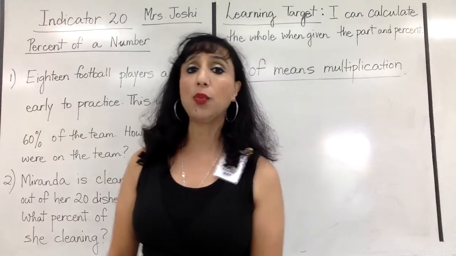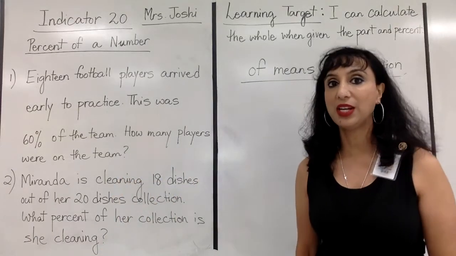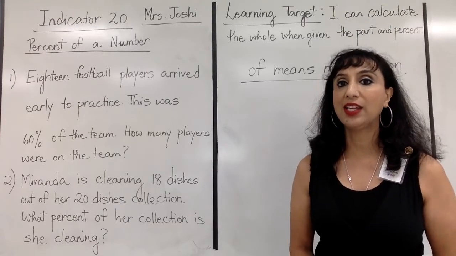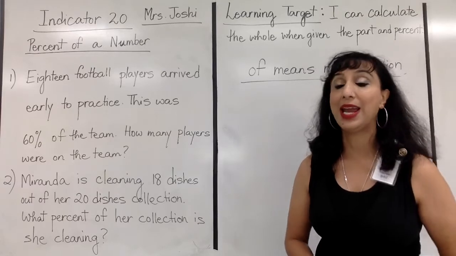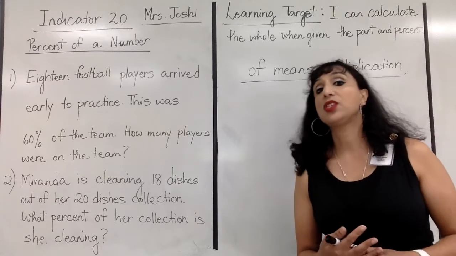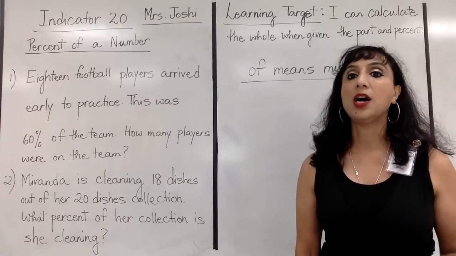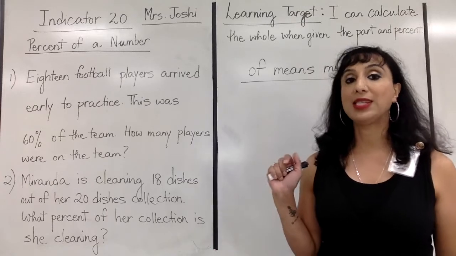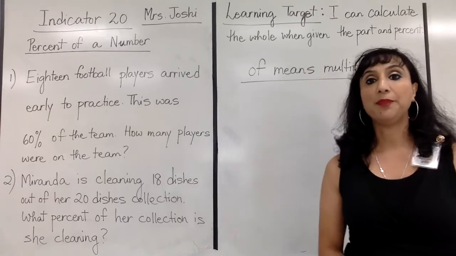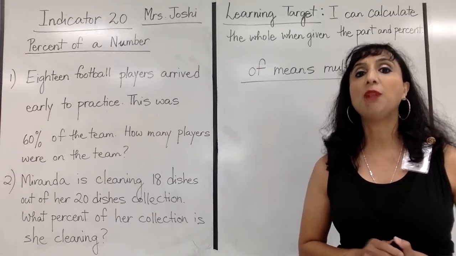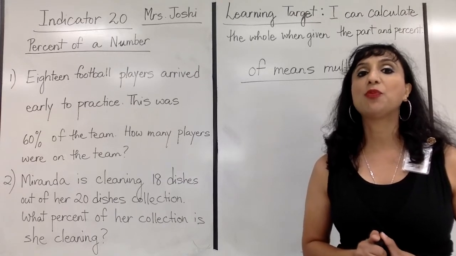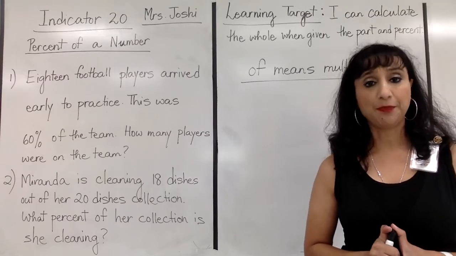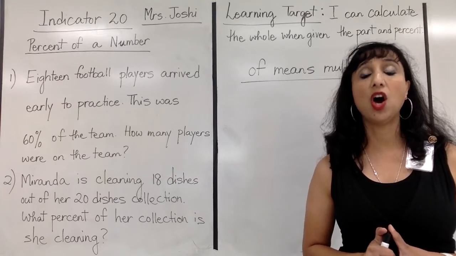Okay. So we are going to solve two problems with the same indicator, which is indicator 20. Look at the learning target: I can calculate the whole when given the part and percent. We've done percent of a number, and that number was given. But now we are going to do other problems. Look at the first one. It says 18 football players arrived early to practice. This was 60% of the team. How many players were on the team?